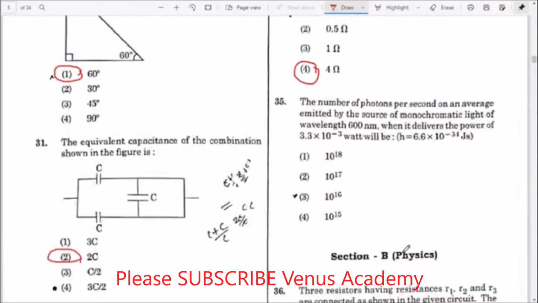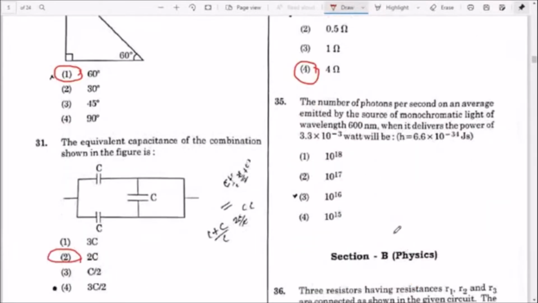Next, question number 35. The number of photons per second on average emitted by the source of monochromatic light of wavelength 600 nanometers when it delivers the power of 3.3 into 10 to the power of minus 3 watt will be. So what is the Planck constant? h equal to 6.6 into 10 to the power of minus 34 joule-seconds. So option 3, 10 to the power of 16, is the correct option, students.